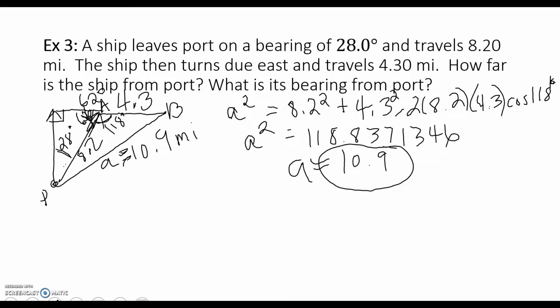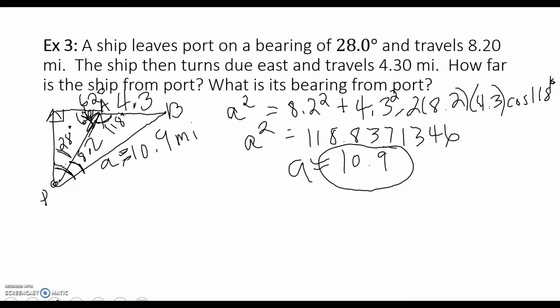So that's the first part. It says how far is the ship from the port. Now there's a second part that says what is its bearing from port. So its bearing would actually be this whole angle right here, but we need to figure out this angle right here. So now we can use the law of sines because we know the angle opposite that angle, and we know the 118 degree angle and the length of the side opposite of that.